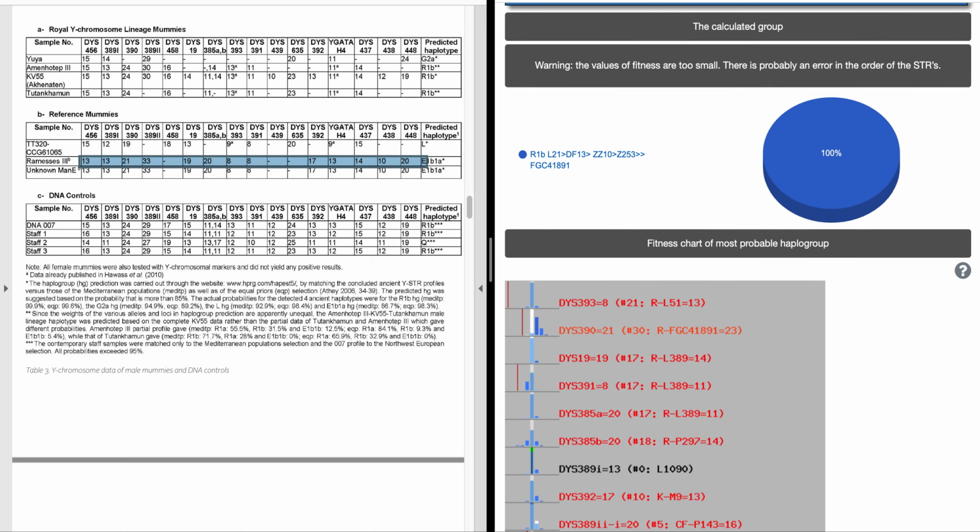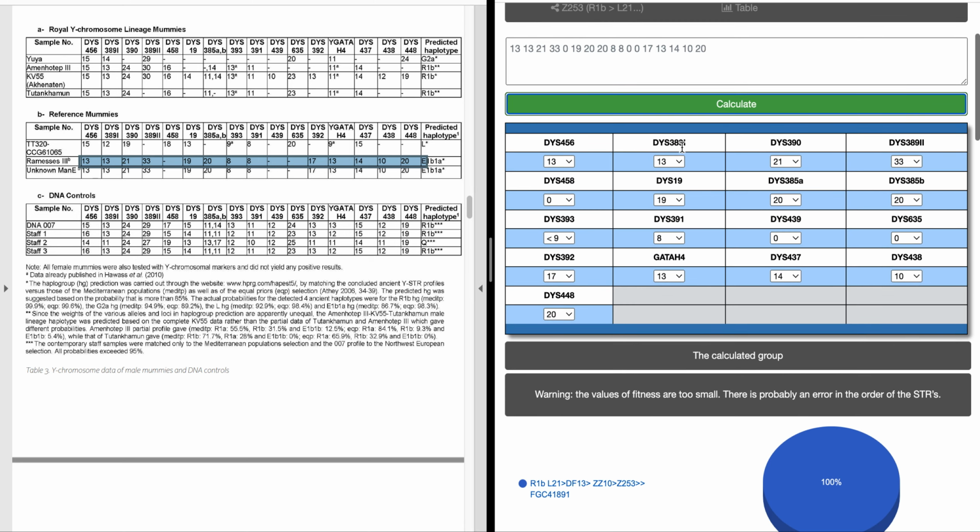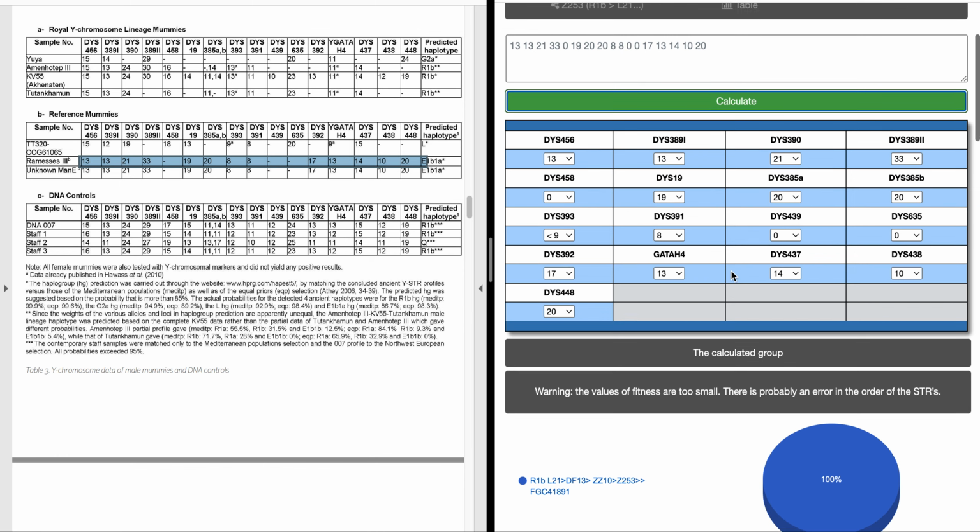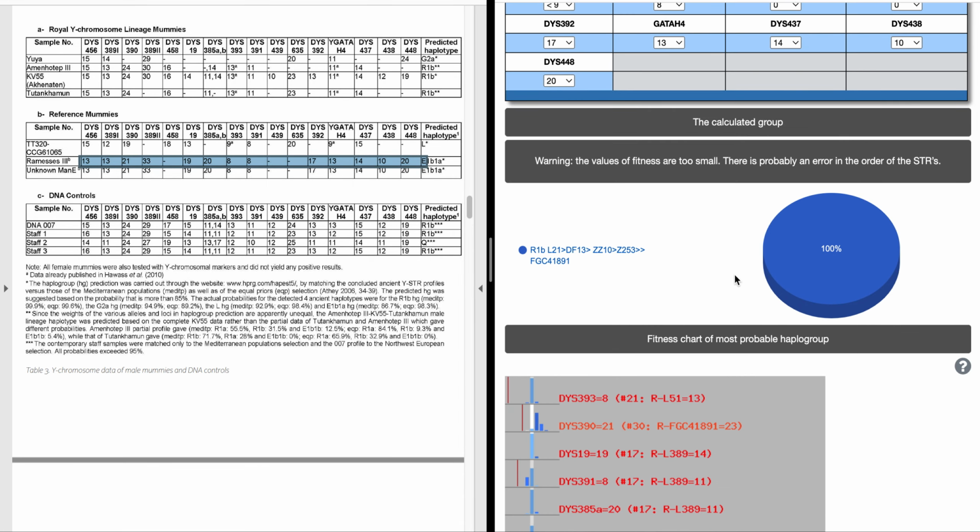It's only going to be based off of a certain haplogroup or a certain marker that might be found in sub-Saharans or whatever information that they have. I believe it's the DYS 390 of 21 is usually found among sub-Saharans. But we know that R1b is also in sub-Saharan. So, and this is the probability we have. R1b, Z253, 100%, FGC 41891.